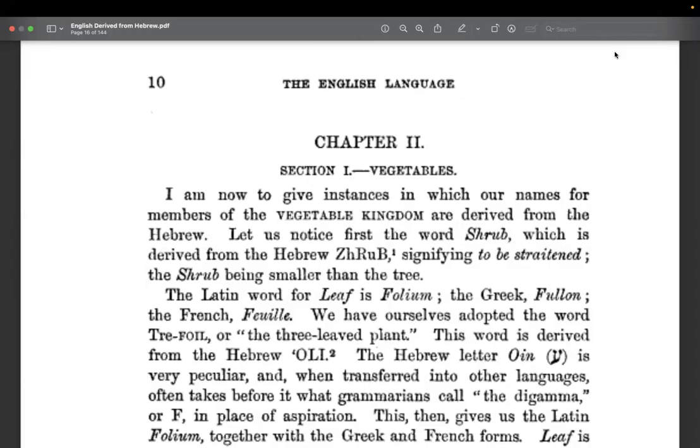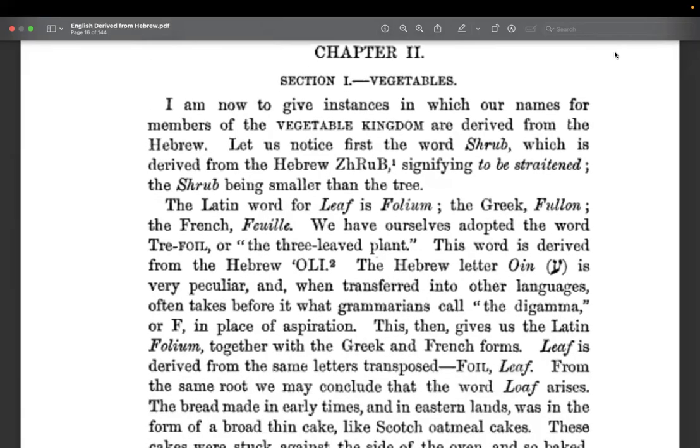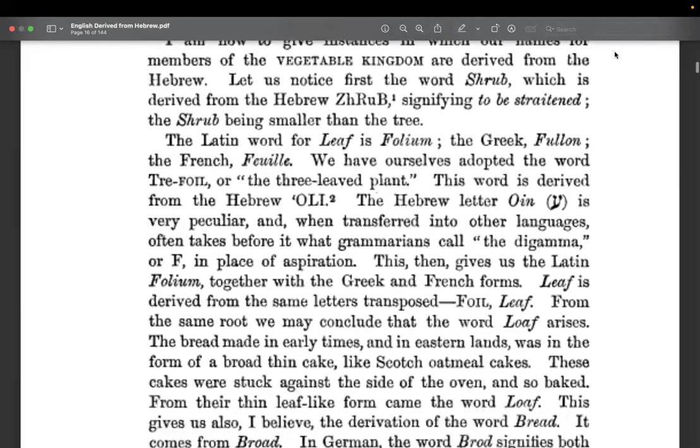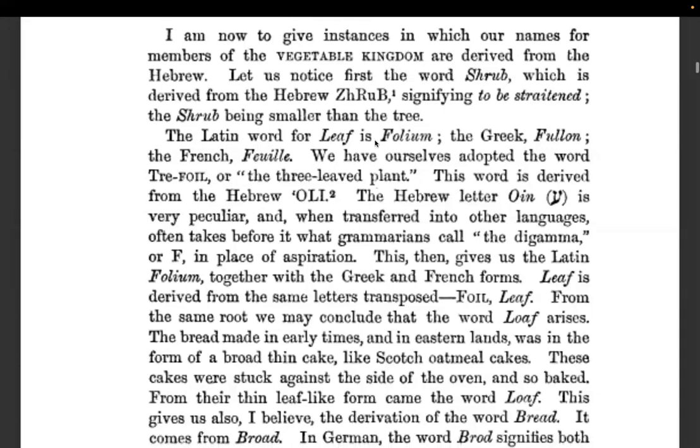We are on chapter 2, section 1, covering vegetables. It says, I am now to give instances in which our names for members of the vegetable kingdom are derived from the Hebrew. Let us notice first the word shrub, which is derived from the Hebrew zarub, zayin resh beit, signifying to be straightened, the shrub being smaller than the tree.